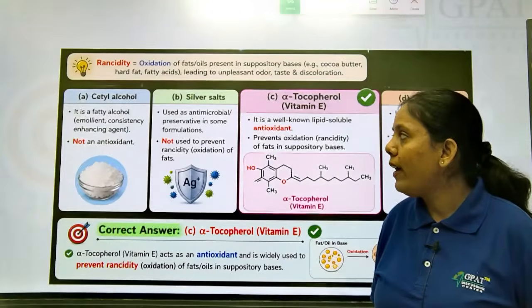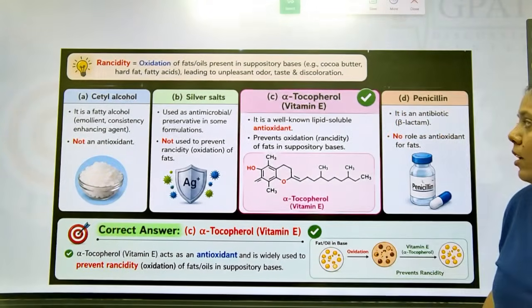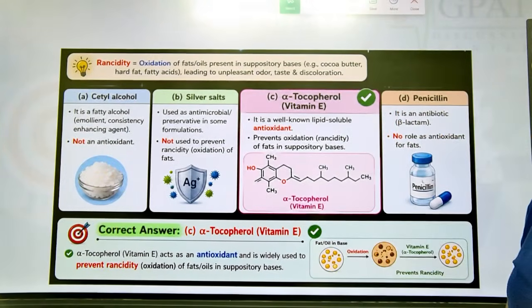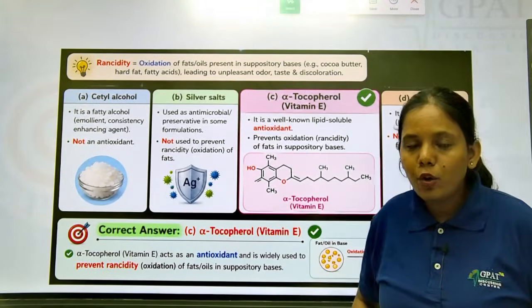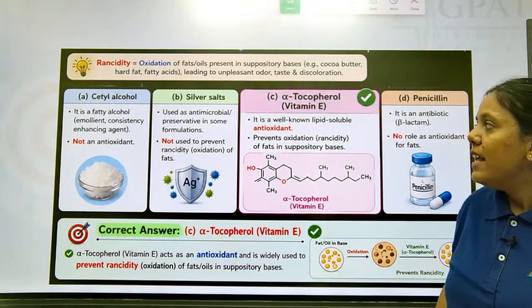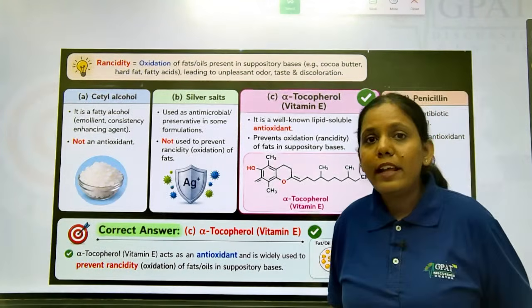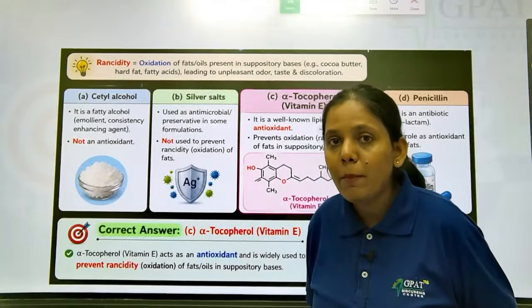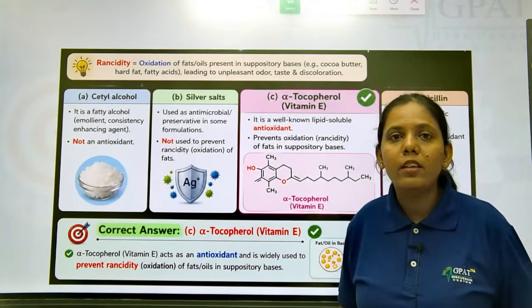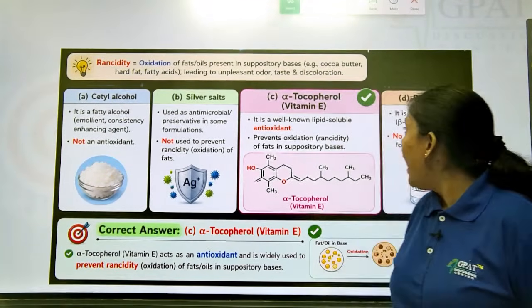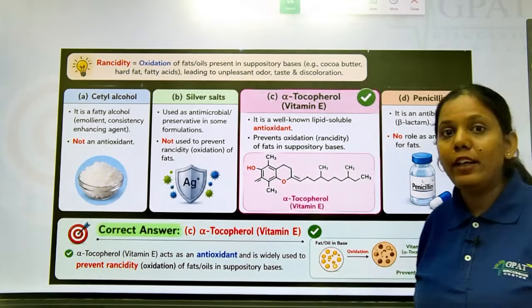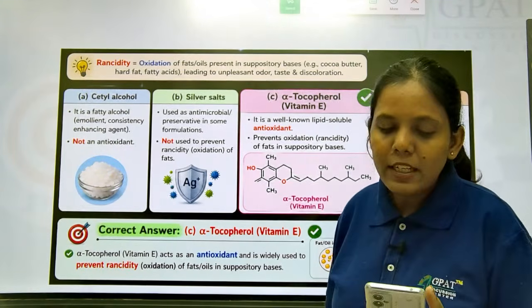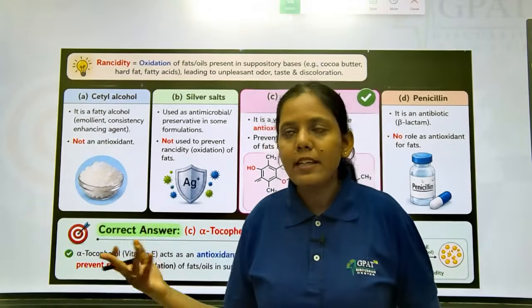Remember, that is your oil soluble antioxidant, that is alpha tocopherol. Cetyl alcohol, it is a fatty alcohol, that is not your antioxidant. Silver salt, that is not antioxidant, that is for the antimicrobial purpose to prevent the microbial growth. And penicillin, it is an antibiotic, not your antioxidant. Okay, so these are the different excipients and their roles.